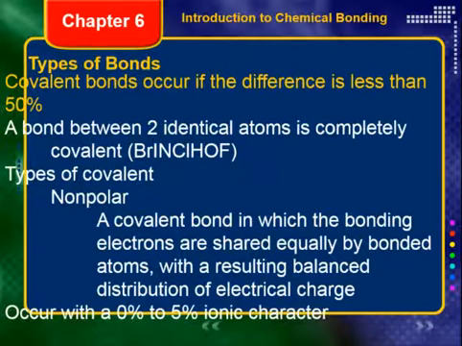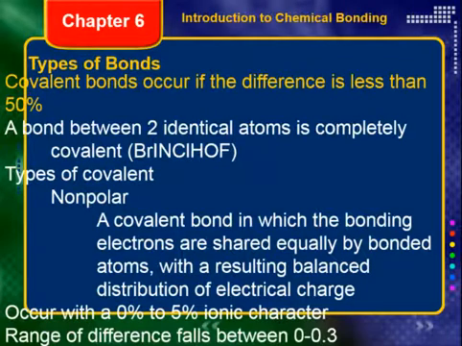Once we've concluded that we have a nonpolar covalent bond by calculating the electronegativity difference, we can conclude that this bond has somewhere between 0% and 5% ionic character. What numbers do you have to calculate for this electronegativity difference? If you do the calculation and your electronegativity difference is between 0 and 0.3, that's how you know it's a nonpolar covalent bond. Then you know that the percent ionic character is somewhere between 0 and 5%.